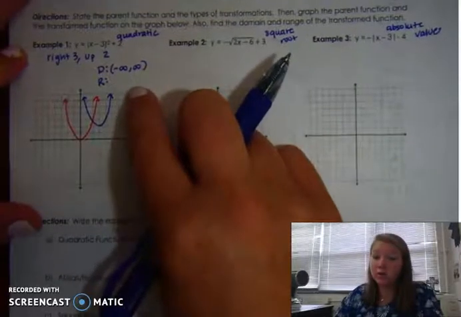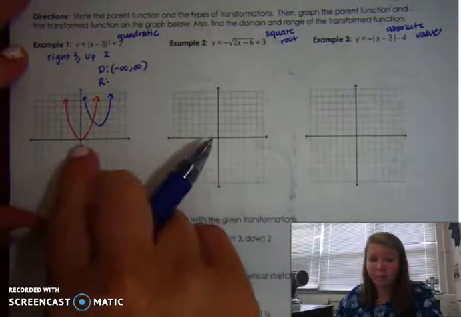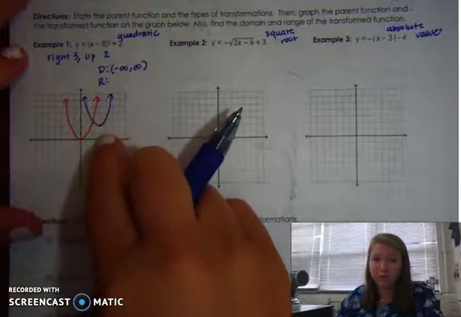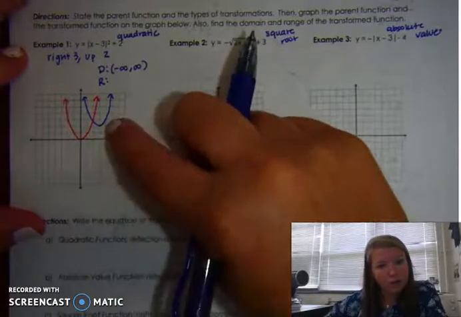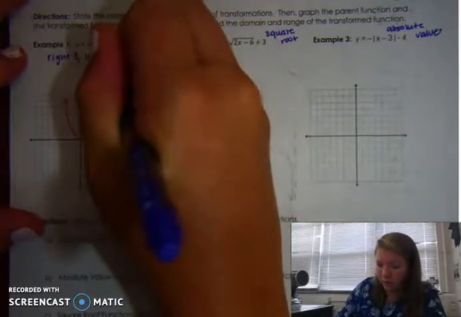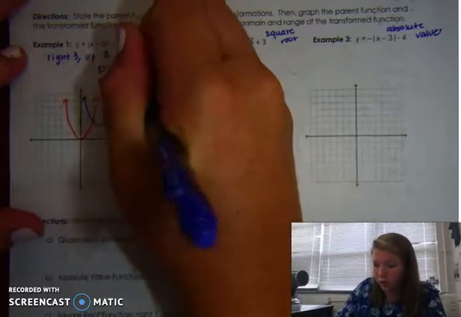The range, not so much. So the range on the parent function was 0 to infinity. The range on the transform function, well, now we're starting at a y value of 2, touching it, so a bracket on 2 going up to positive infinity.